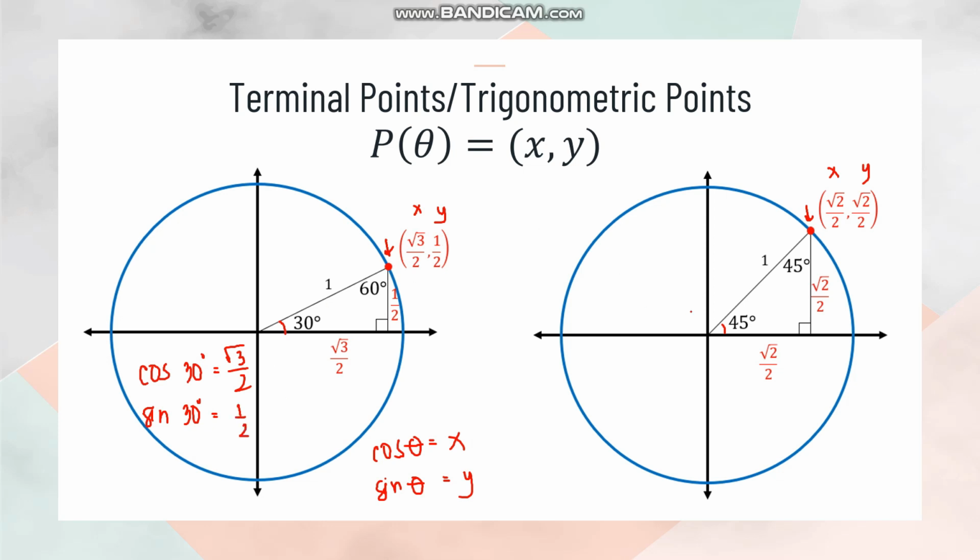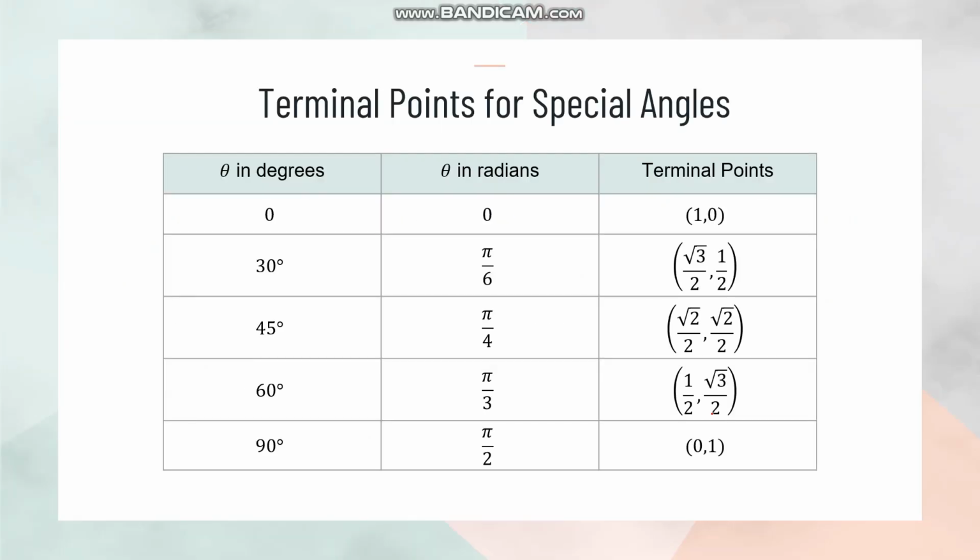So you do the same thing with the other angle. Again, cosine, this time the theta is 45. So cosine of 45 degrees will be the x coordinate or square root of 2 over 2. And the sine of 45 degrees is the y coordinate or still square root of 2 over 2. So you can identify the trigonometric ratios using the terminal points of each angle or each theta.